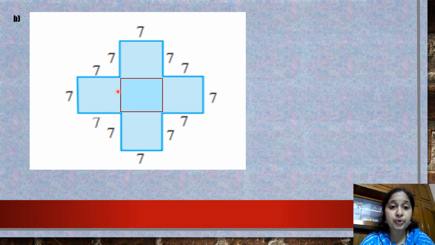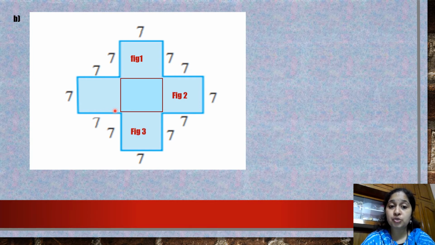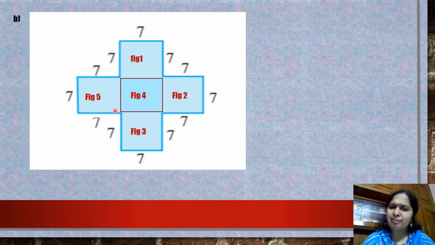So what do we know? That this is one part, this is the second part, this is the third part, fourth part and the fifth part. So we divided this whole figure into 5 parts. So what can you say? This is figure 1, figure 2, figure 3, figure 4 and figure 5. So can we find the area of these figures separately? So now this is 7 units, this is 7 units, this is 7 units. So this is similar to this.